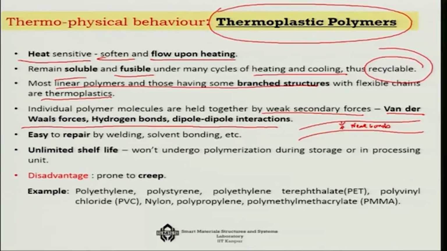That is why mechanically they are also weaker, particularly in the transverse direction. They are easy to repair by welding, solvent bonding, etc., if there is a crack, because they are formable. So, you can apply a little bit of heat and then you can repair it. And also, very interestingly, they have unlimited shelf life.